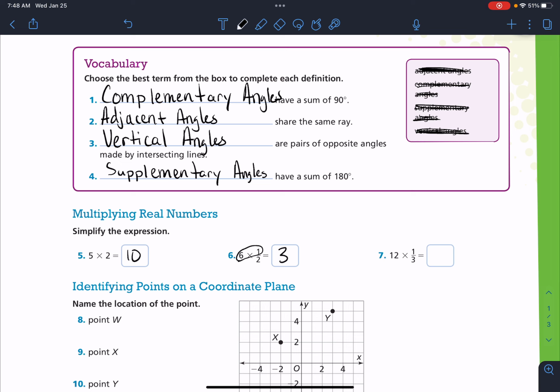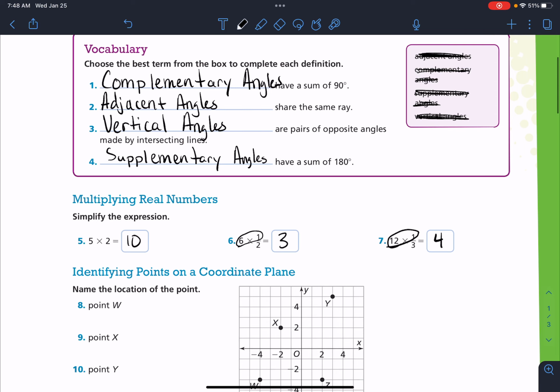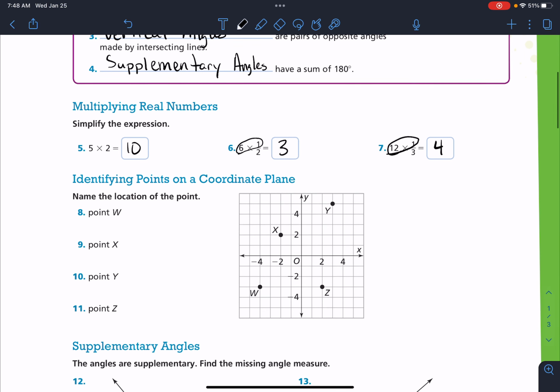And then you have number 7 that says I have 12 times a third. So 12 times a third is 12 over 3. And if you type 12 over 3 in your calculator, you would get 4. Because 12 divided by 3 is 4.